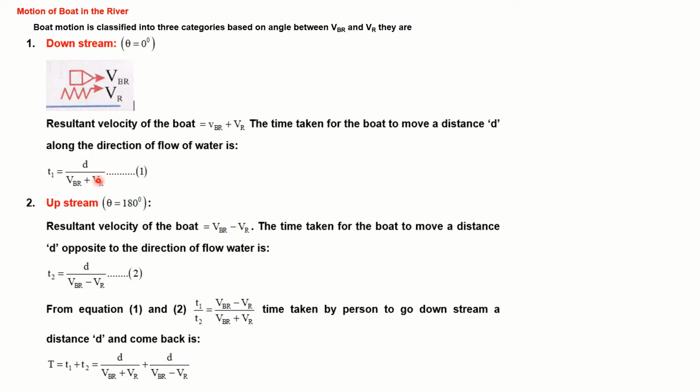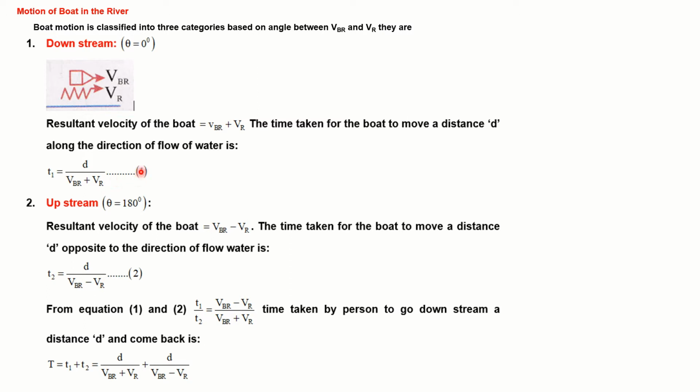The same way, students, if I go for upstream, upstream means the opposite direction. Let the river be flowing in this direction and the boat going against the stream, that is upstream, the opposite direction to the river flow. So students, the resultant velocity of the boat, as both are in opposite directions, is V_BR minus V_R. The time taken by the boat to move a distance d opposite to the direction of river flow is t2 equal to d by V_BR minus V_R.